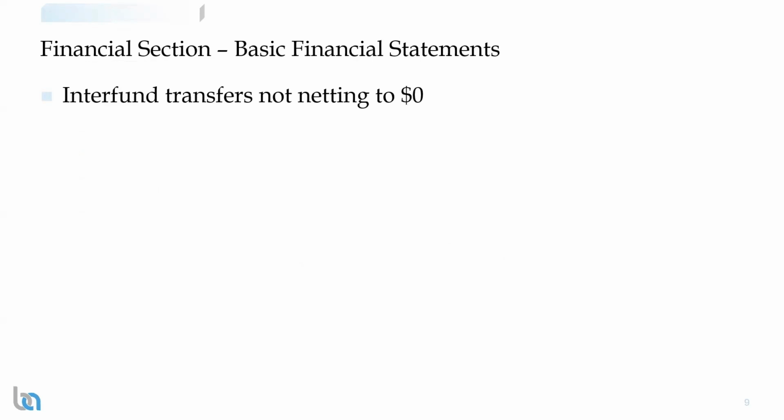Moving on to the financial statements. These are common errors that are identified throughout the financial statements, so nothing specific to a fund type or notes. Interfund transfers not netting to zero can happen for many reasons. For example, if you have a successor agency private purpose trust fund and there's a transfer from that fund to the general fund, these transfers from the fiduciary funds are not part of the interfund transfers presented in the financial statements.